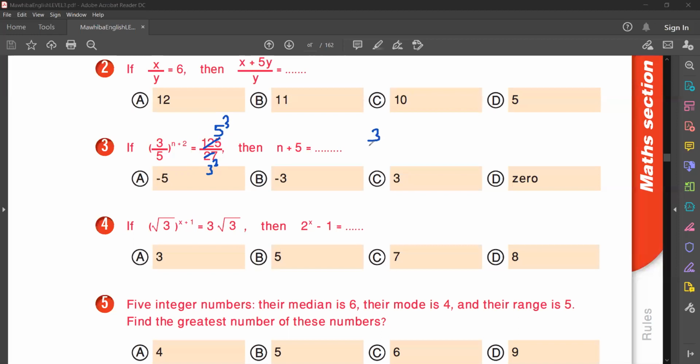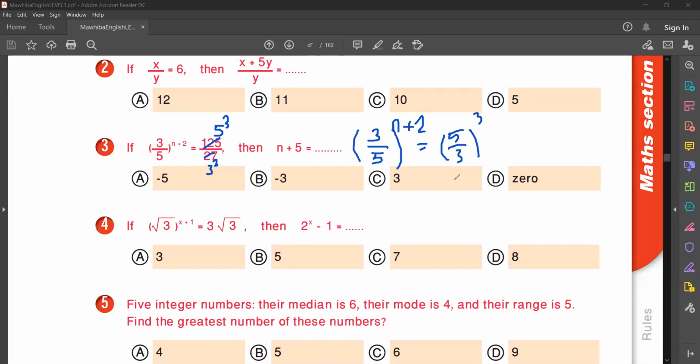Now you put it again: 3 over 5 to the power n plus 2 equals 5 over 3, all to the power 3. You put a common power on the base 5 over 3. So look, are the bases the same now? You look here, 3 over 5 and 5 over 3. Are these the same? No, it is not the same.